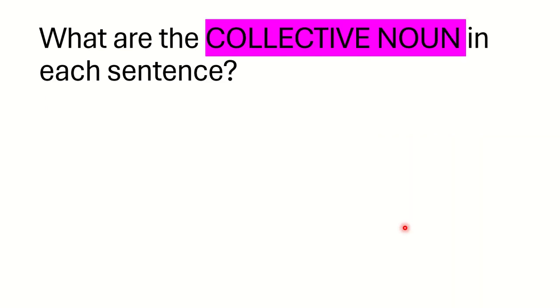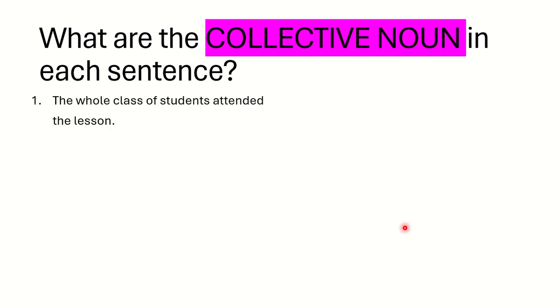Let us quickly test our knowledge of collective nouns. What are the collective nouns in each of these sentences? Here is a tip. Usually, when we have the collective noun, it is followed by the word of, and then of course the group, animal, people, or places that it is referring to.